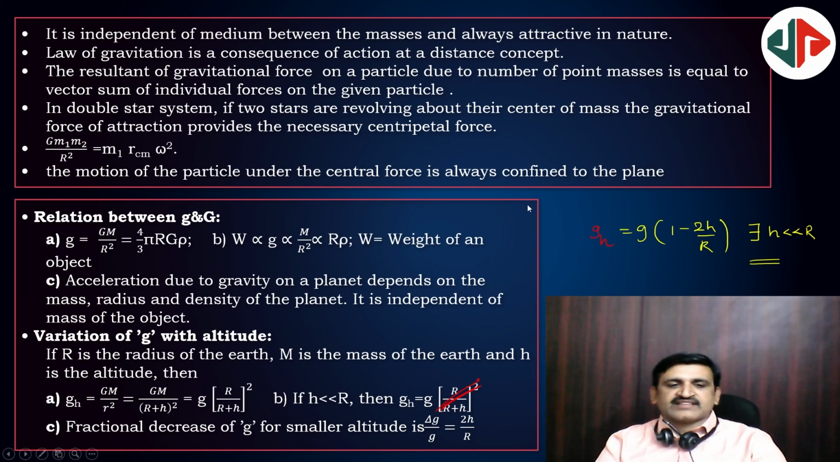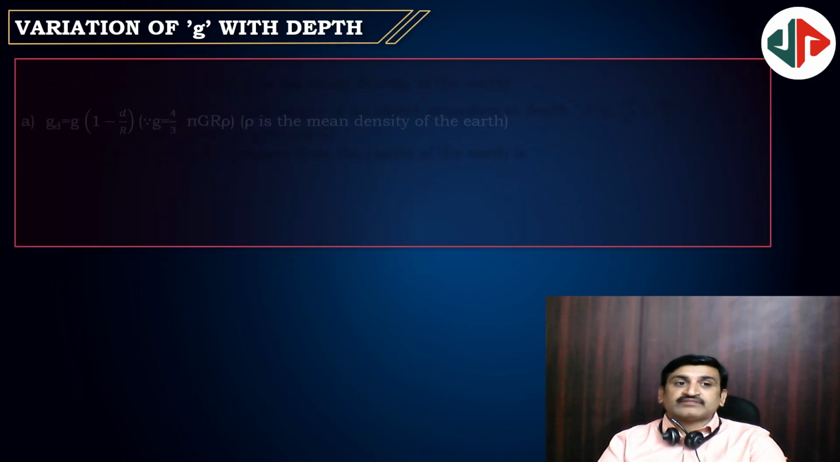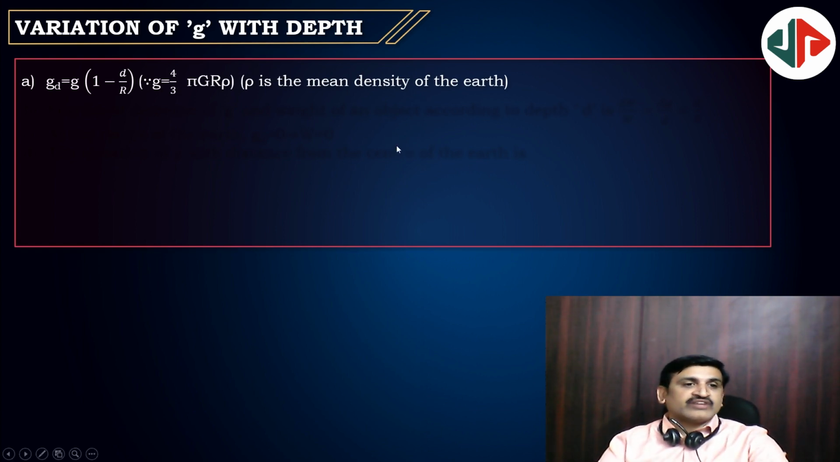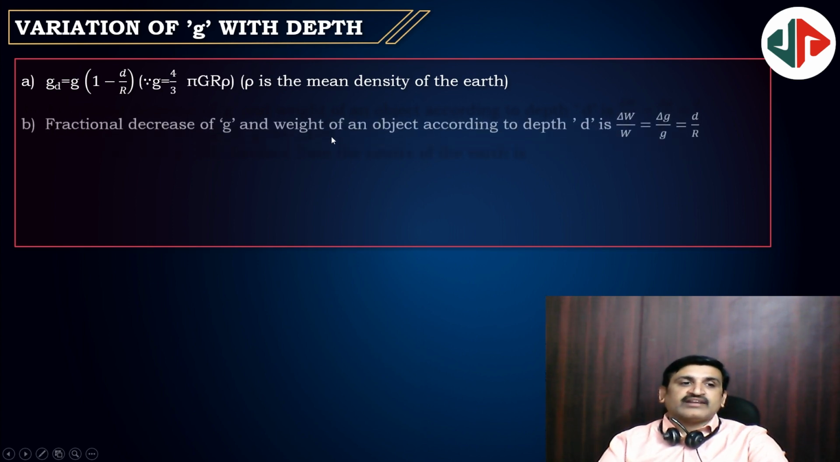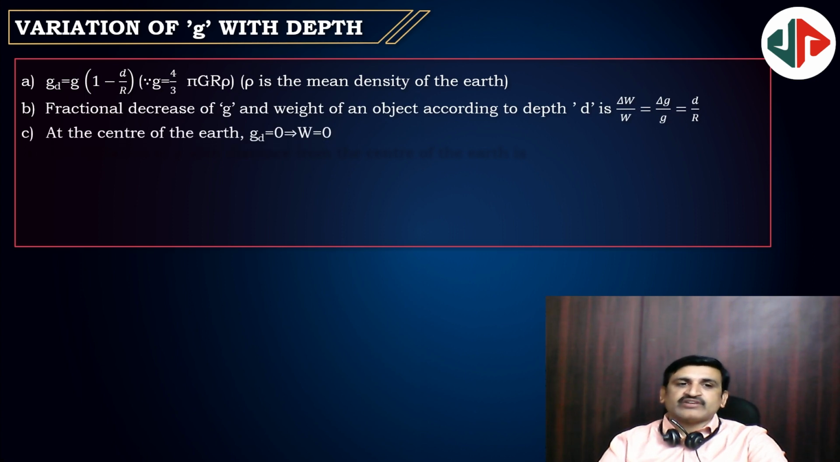Okay, next, variation of g with depth. g_d is equal to g into (1 minus d by r). It is true for everything, and g is equal to 4/3 pi G r rho. Next, fractional decrease, change in g by g, is equal to d by r.